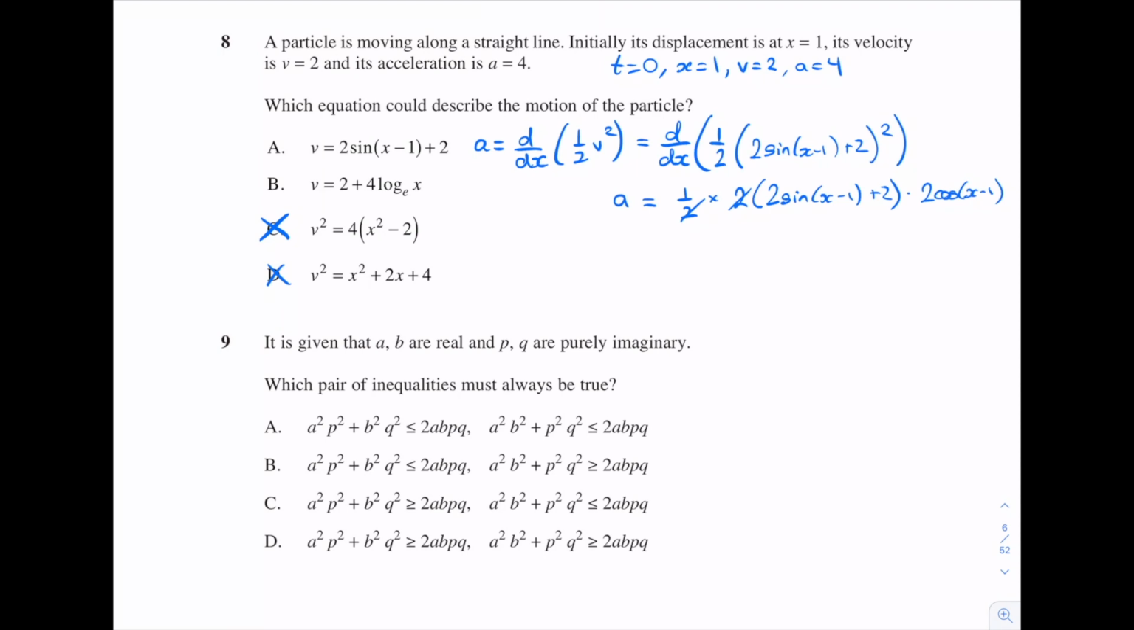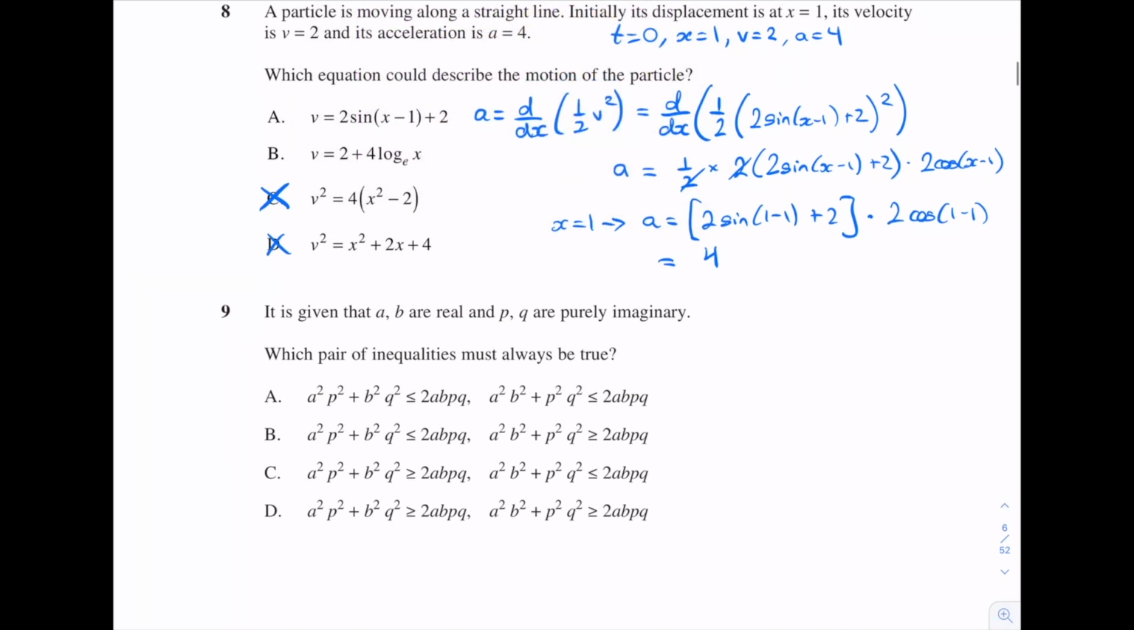Okay, this looks interesting. When x is equal to 1, our acceleration is 2 sine of 1 minus 1, plus 2, times 2 cos of 1 minus 1. Now this term becomes 0, and so I get 2 times 2 times 1. So this is actually 4. So this one looks like it's going to check out. A is correct, but let's check that B is incorrect.